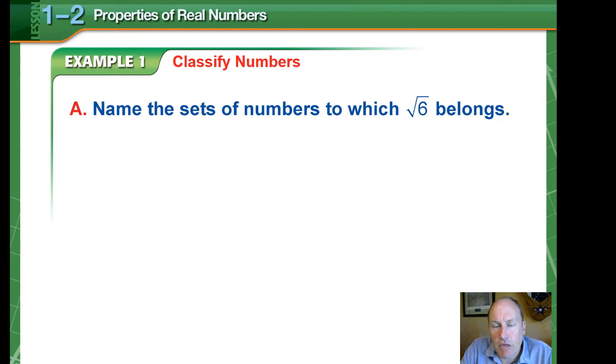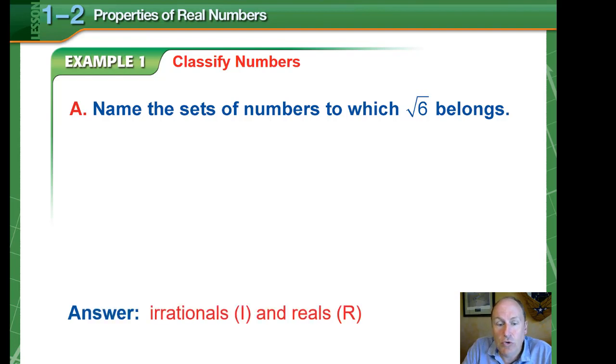Examples. First of all, name the sets of numbers to which the square root of 6 belongs. Now, it's important to note that just like you are a member of a family, which is a member of a community, which is a member of a county, a city, a state, a country, you belong to many sets, so do numbers. The square root of 6, in fact, belongs to both the irrational number set and, as a bigger family, the real number set.